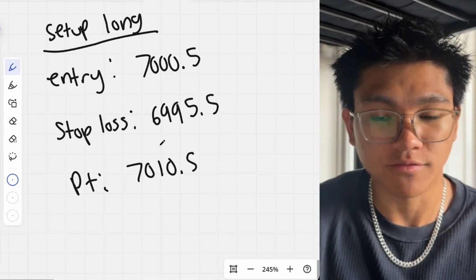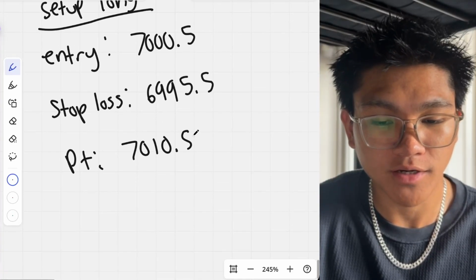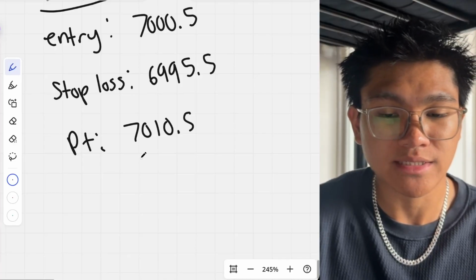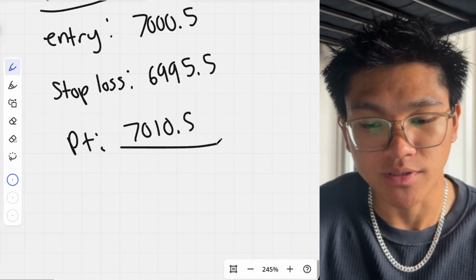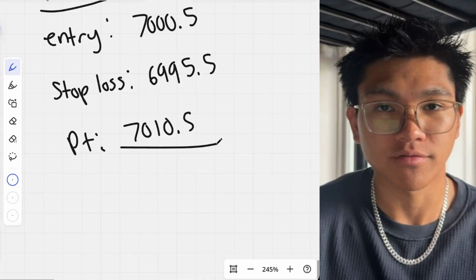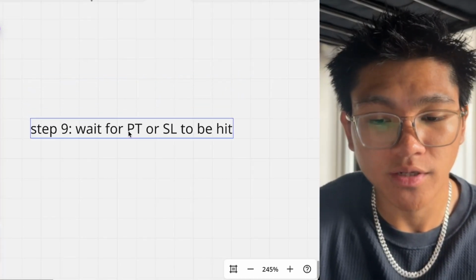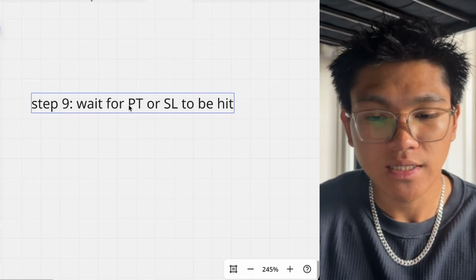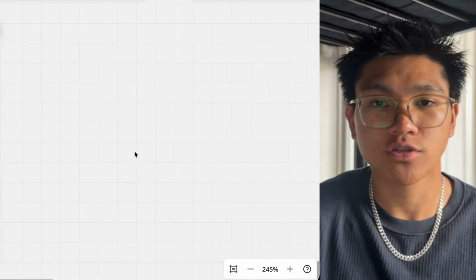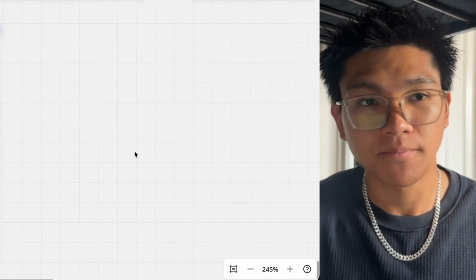Then we're going to have a stop loss of 6,995.5. And our profit target is just twice our stop loss. So in this case, it would be 7,010.5. And lastly, for step 9, we are going to be waiting for our profit target or stop loss to be hit. Let's go ahead and transfer over into the chart so I can show you what that actually looks like from the start to finish.